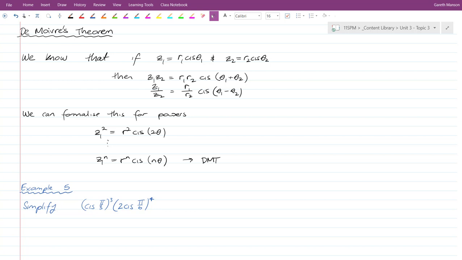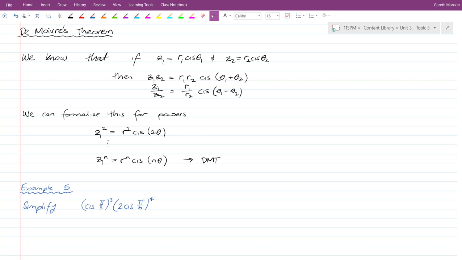De Moivre's theorem is a power-based theorem. So this is the official de Moivre's theorem. If you get asked on your external exam, it might come up with a reference to de Moivre's theorem and ask you to do something with it. The stuff above with multiplication and division isn't officially de Moivre's theorem, even though the principle is exactly the same.